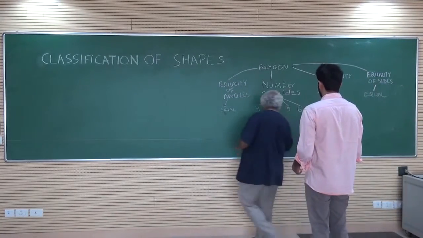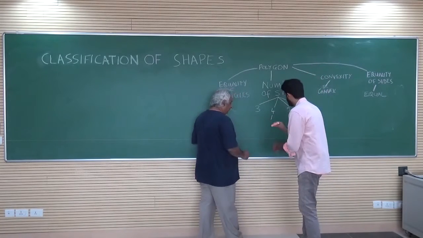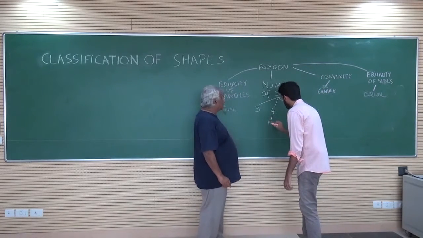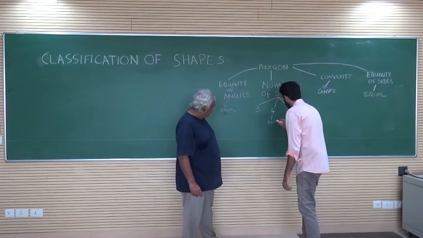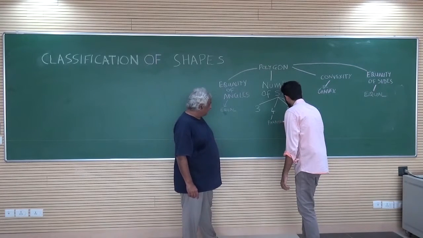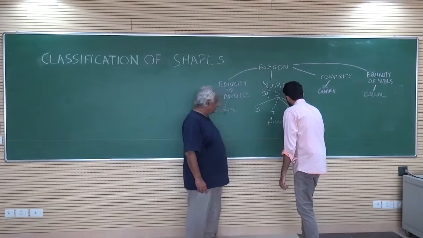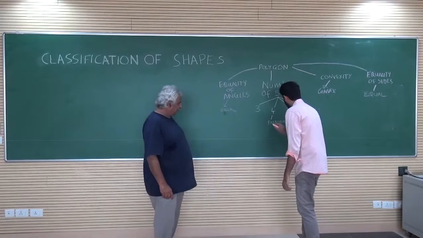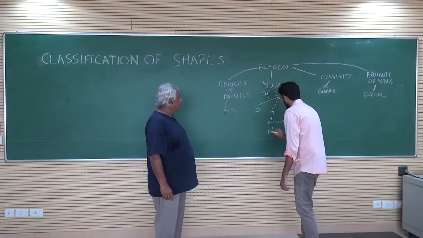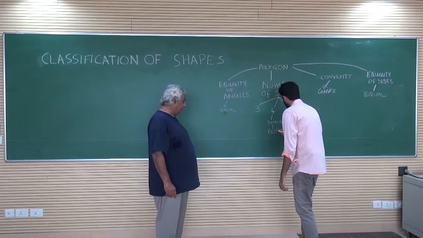If it is a quadrilateral, another option is parallelogram. That makes it easier. And if it is a parallelogram, then there is rectangle. And if it is a rectangle, then we can have a square.